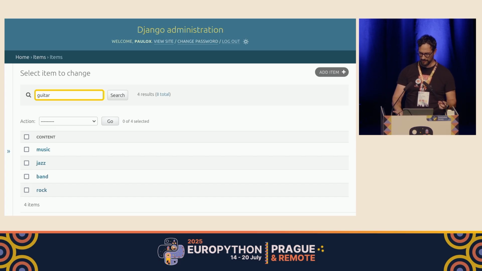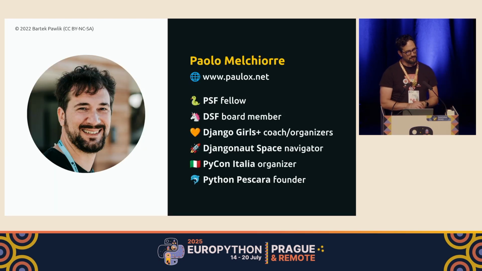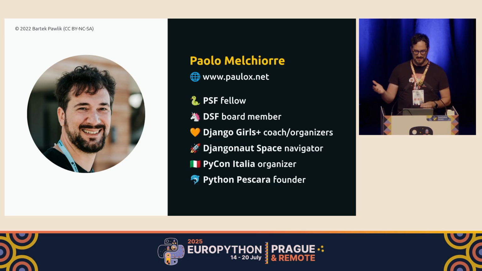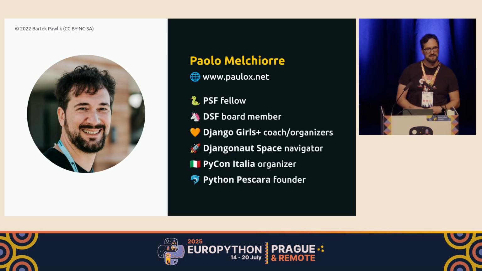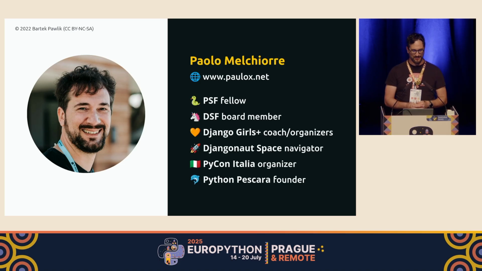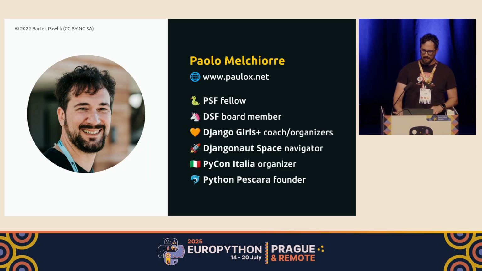But before going ahead, I want to say a bit about me and why I'm talking about these topics. I'm Paolo Melchiorre, and I'm a board member of the Django Software Foundation. I'm also part of the Python community, a fellow of the Python Software Foundation, and I participate in different initiatives like Django Girls, which I organized. The Django Now Space is a new program that we had in the Django community, but I'm also part of the organization for PyCon Italia, and I invite you to join next year. And I also founded a local meetup in my hometown, Python Pescara, where we try to share Python topics and other talks.